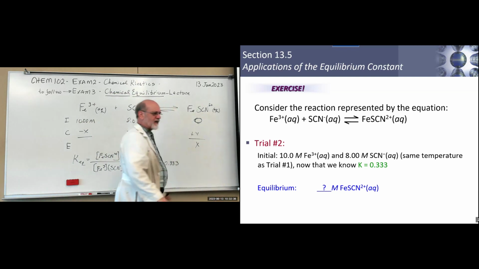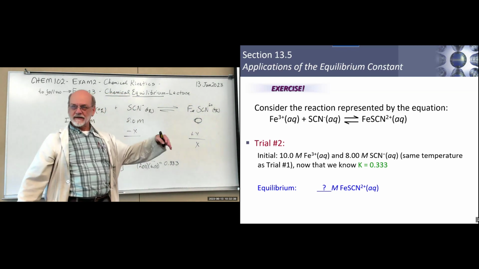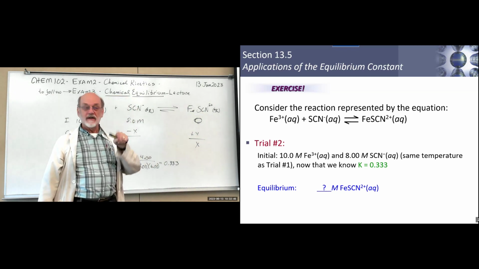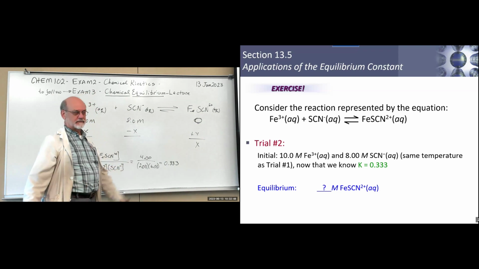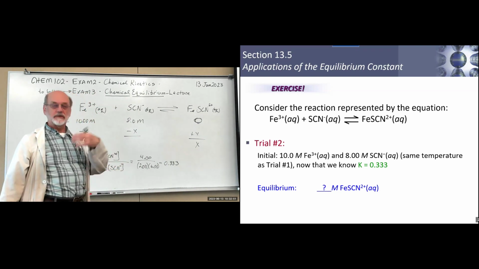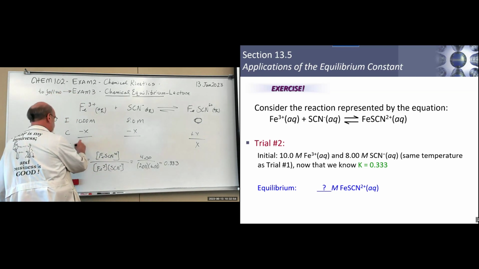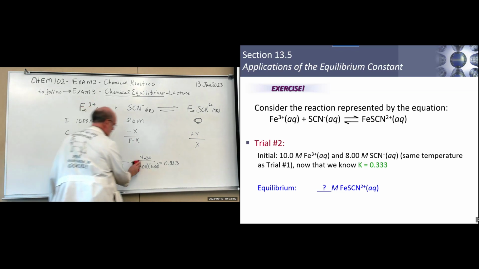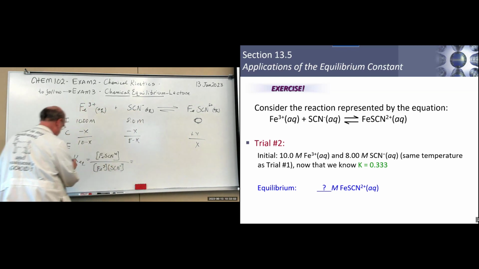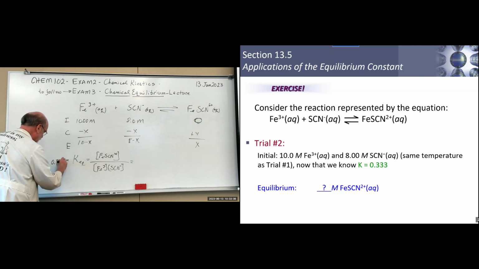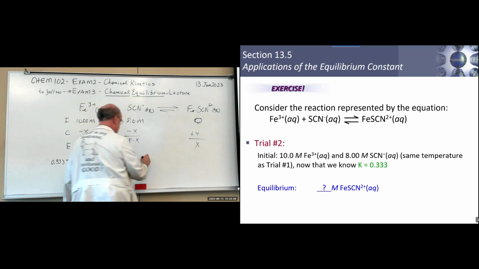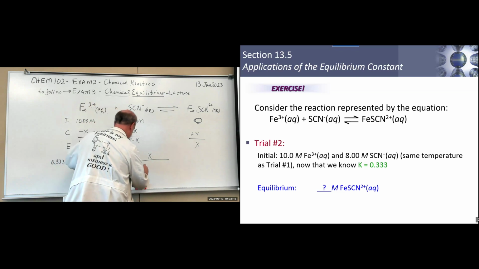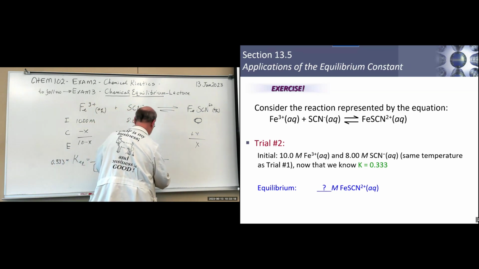Whenever possible, if you can see far enough ahead, choose your X's, choose your unknowns, so that when you solve for that value, that's your answer. That saves you a step. It's not always possible, but whenever possible, do it. Now we have 10 minus X, and 8 minus X there. With the same expression here, we know that this value is 0.333, this value is X, this value is 10 minus X, and this value is 8 minus X.